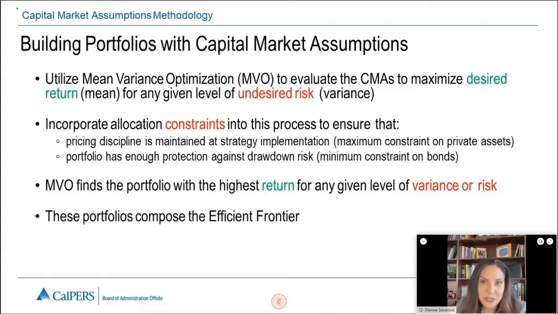Once we define CMAs and the investment constraints, we can use the MVO to find the set of portfolios with the highest return for any given level of risk. Now, this vastly simplifies the portfolio selection problem because investors need to only consider the portfolios on the efficient frontier rather than the entire universe of possible portfolios. MVO also quantifies the notion that diversification reduces risk. I'll show you exactly how this is done in a couple of slides. If you could turn to page 6.